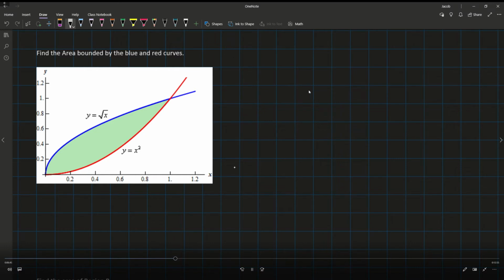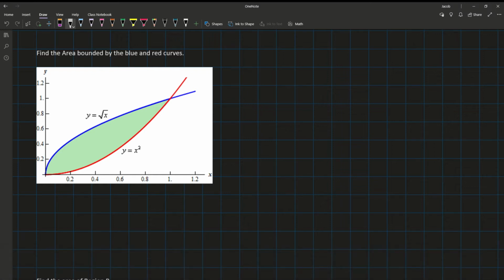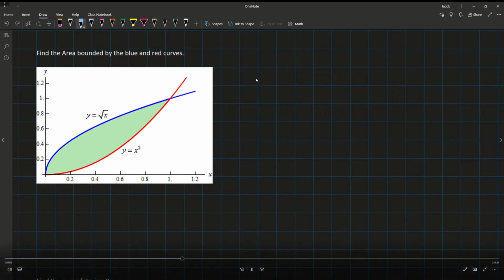Now we have our next example. This is the area bounded by the blue and red curves. We don't have the equations of these curves given to us. We have to visually notice the bounds. What you'll see is an intersection here, and we'll come back and check that out.